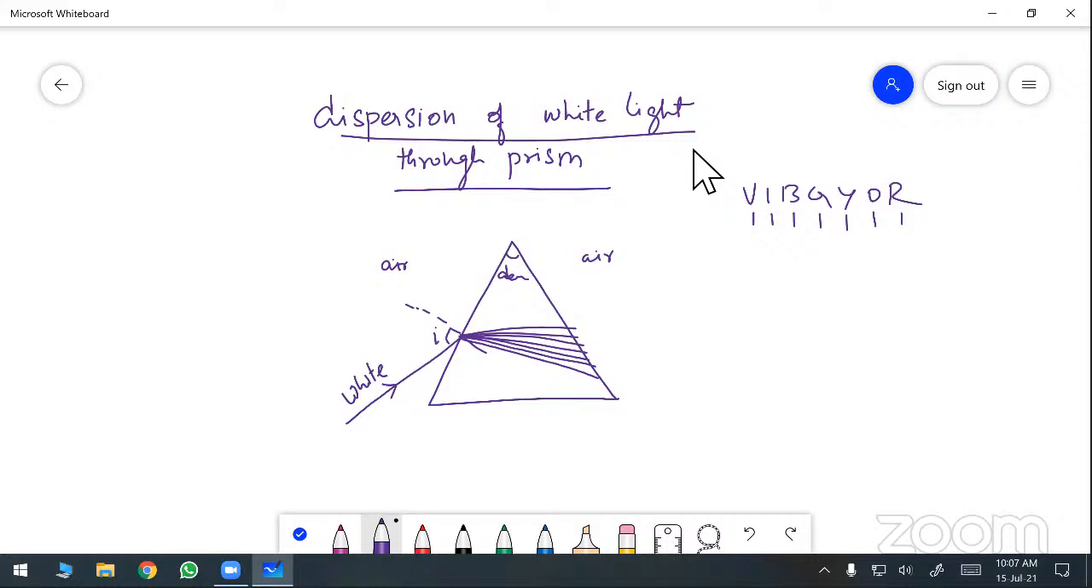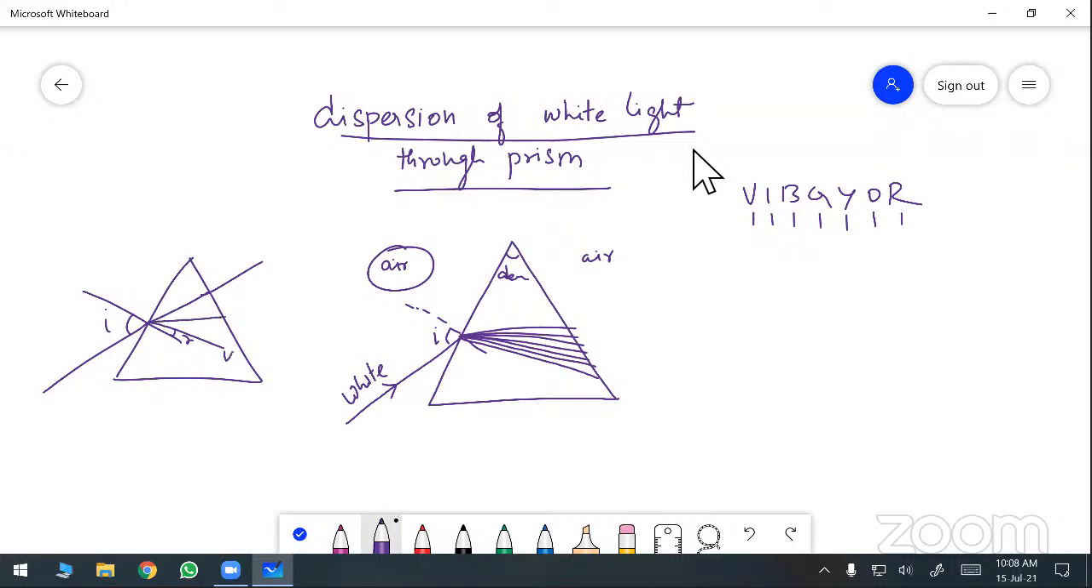First of all, why deviation? Which color deviates the most, and which the least? First is the medium, air to denser. You know when light goes from rarer to denser, what happens after refraction? It bends towards the normal. Take a simple monochromatic light with an angle of incidence and a normal. An undeviated ray goes straight, but the refracted ray bends towards the normal. This is the angle of refraction.